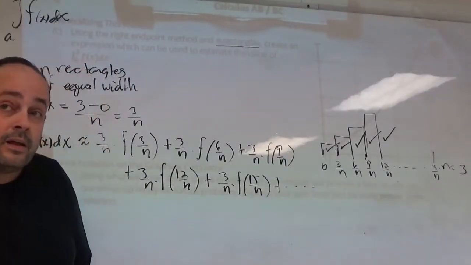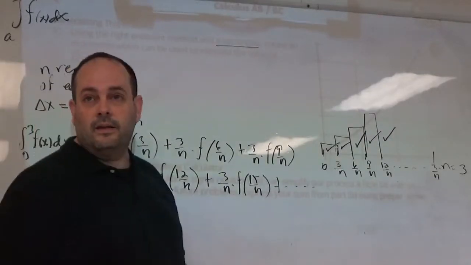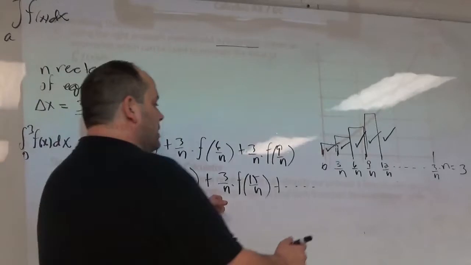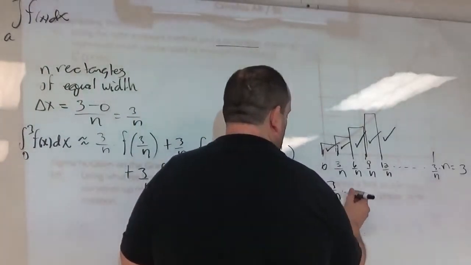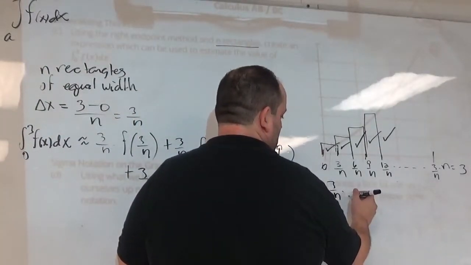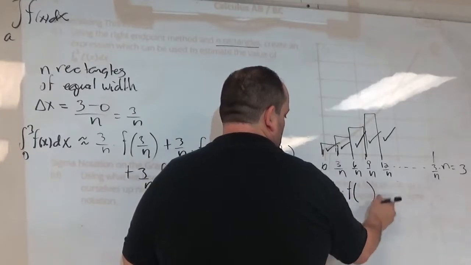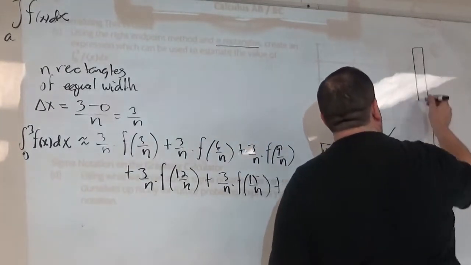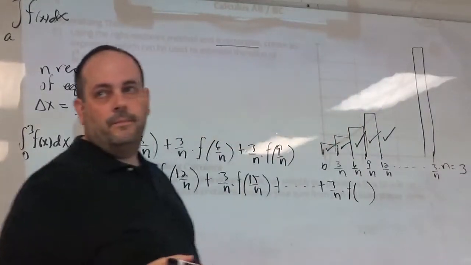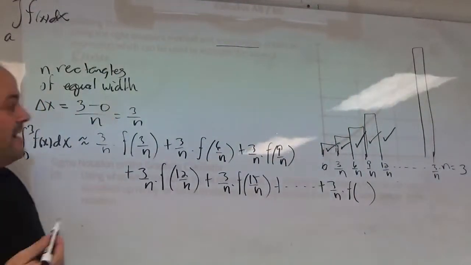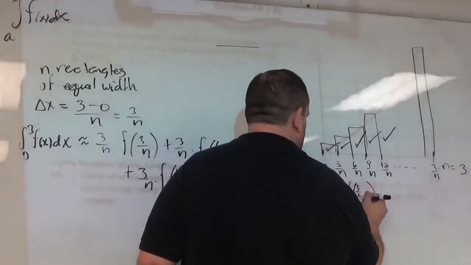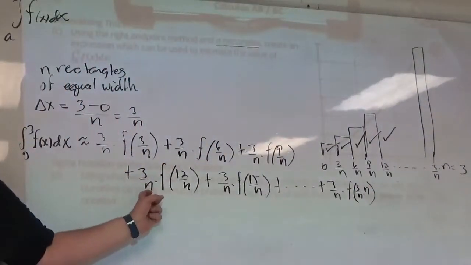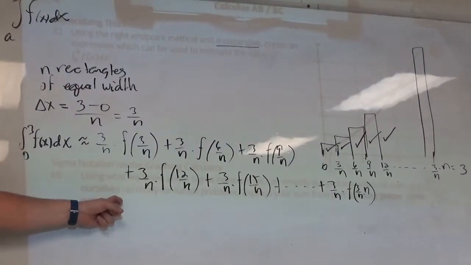Wait, what? The width? Stop saying 3n. 3n means 3 times n. You mean 3 divided by n? Times that last rectangle, this very last guy here. Not f of n. F of 3. F of 3, or I'm going to write it this way, is f of 3 over n times n. Everybody okay? Anybody seeing a pattern yet?